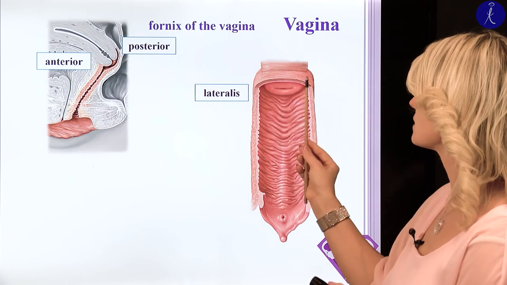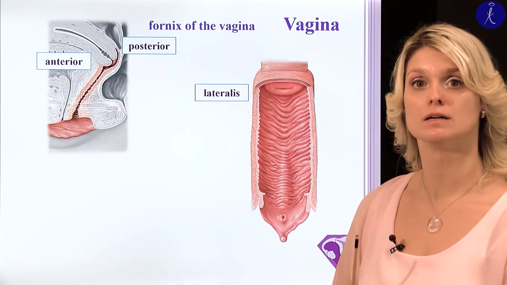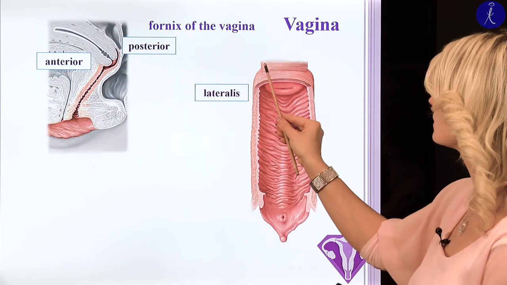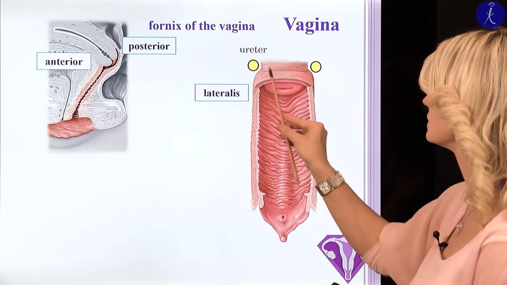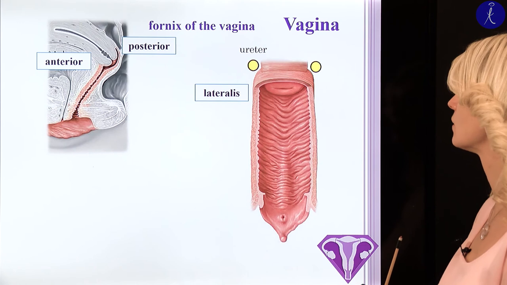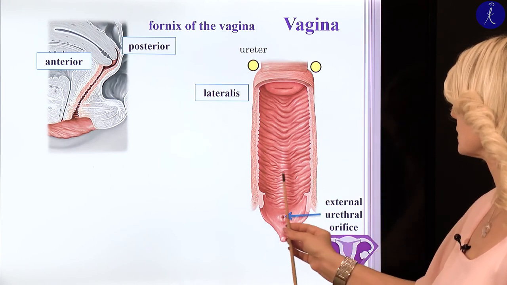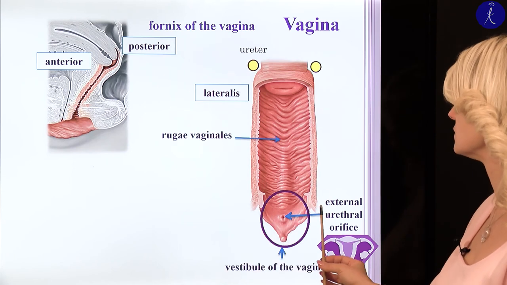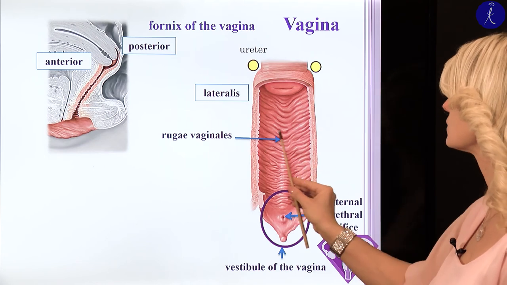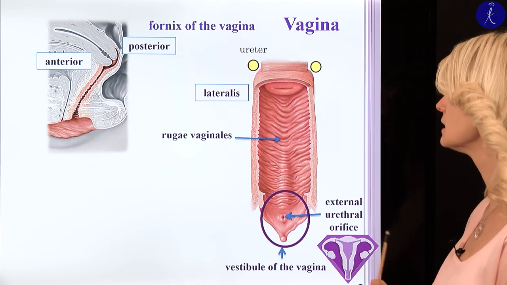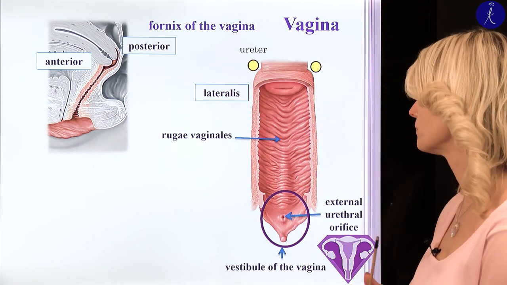And of course, these are not separated structures, because the fornix forms like a ring around the cervix. Above the lateral fornix of the vagina, the ureter runs. It is a very important anatomical position. And finally, the vagina will open into the vestibule. Here we can see transverse rugae vaginales. You saw this in the histological pictures of the vagina.